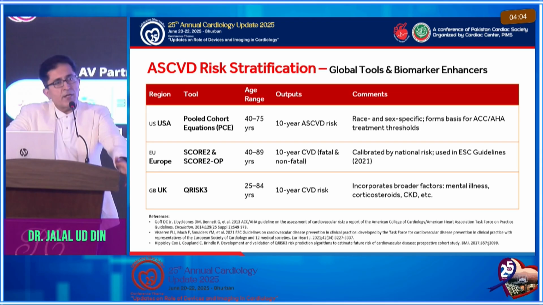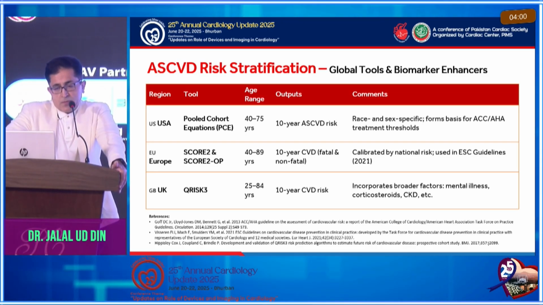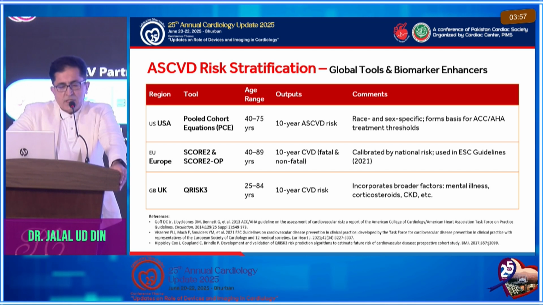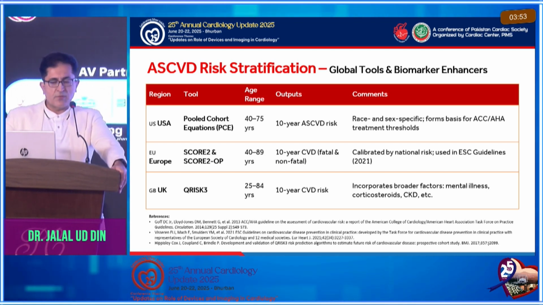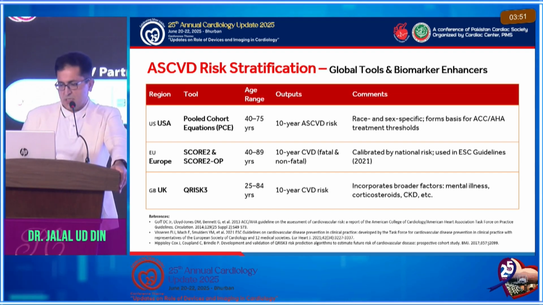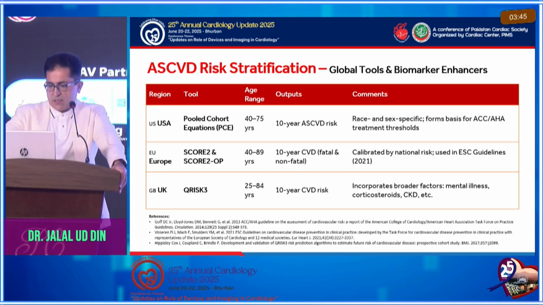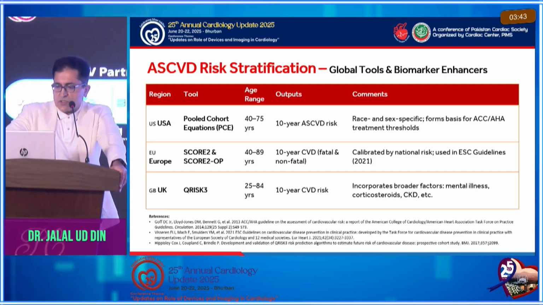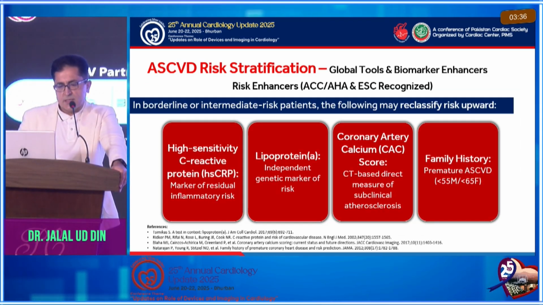There are different risk factors and scoring models used, like in the US, the ASCVD 10-year risk score, which risk stratifies our patients, and in European guidelines, the SCORE2 and SCORE2-OP, considering the different ages. QRISK is used by the NICE guidelines for risk stratifying our patients. QRISK is more elaborate and takes into account many other aspects, incorporating broader factors like mental illness, corticosteroids, and CKD, which are not part of the ASCVD and SCORE models.